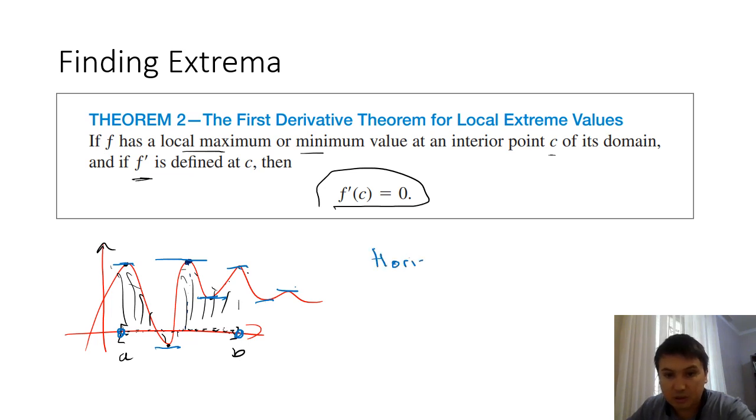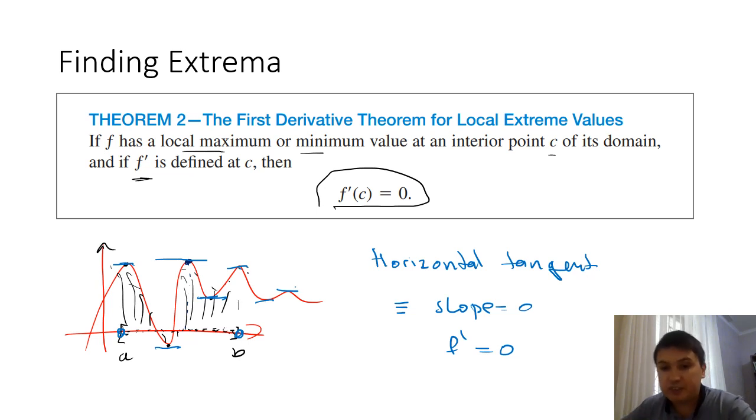What does a horizontal tangent mean? It means the slope is 0. But slope is what? Slope is the derivative. So at these points, if the derivative exists, it has to be 0. So that's the theorem.